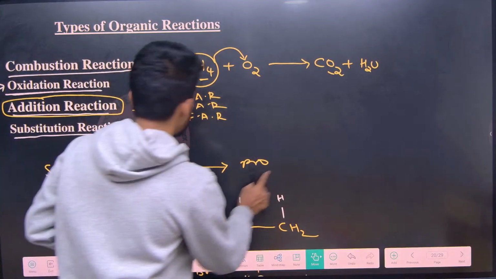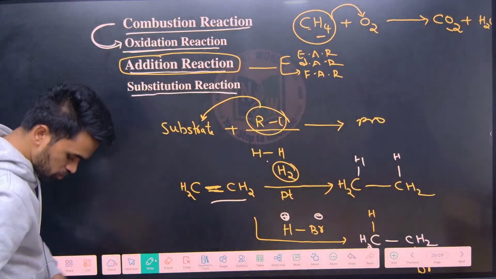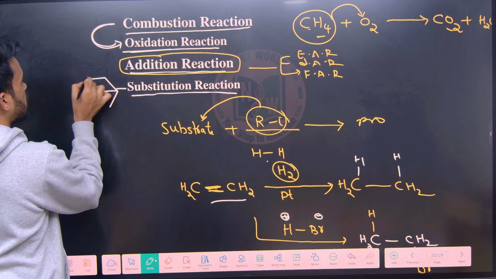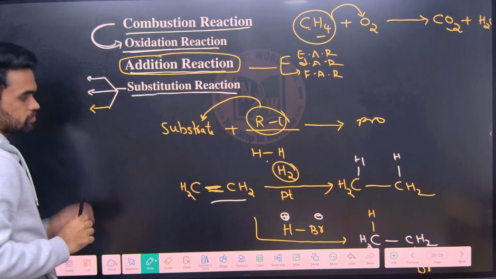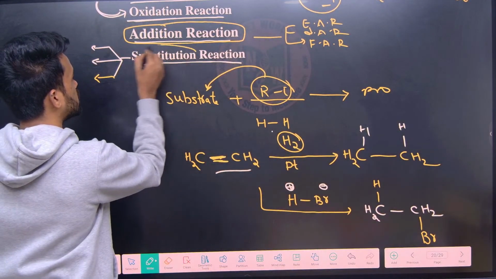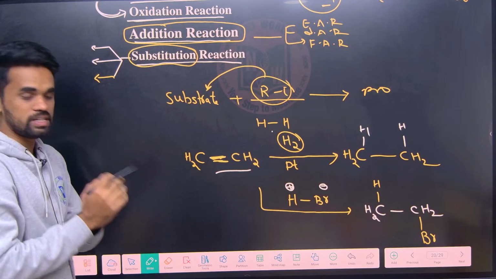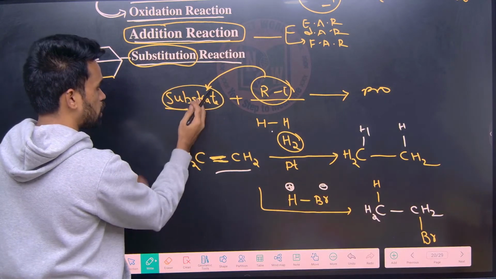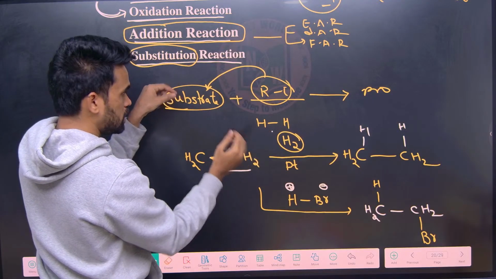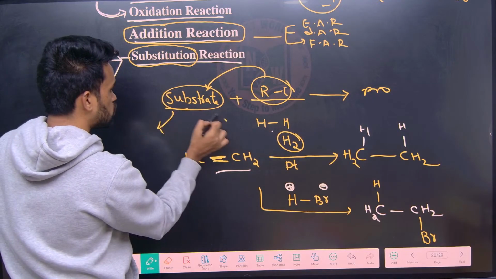Next one, substitution reaction. Even in the substitution reactions, further classifications are there. Okay, so I will tell you with an example. Substitution reaction, the name itself says that now you are substituting something from the substrate. Once again, from the substrate you are removing something and you are inserting the new thing. So it means one group is removed, the other group is added.